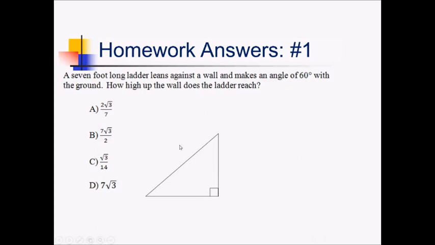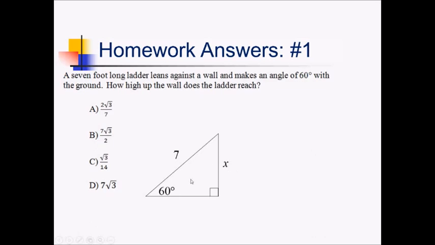So let's label our triangle with a few dimensions here. They said it was a 7-foot ladder. The ladder is this hypotenuse leaning against the wall, so this is a 7 for that length. And they said that it made an angle of 60 degrees with the ground. So the ladder and the ground meet right here, so this is 60 degrees down here. And they want to know how high up the wall the ladder reaches, so they're looking for this height of the triangle, which I'll just call x. So we're basically solving for x.